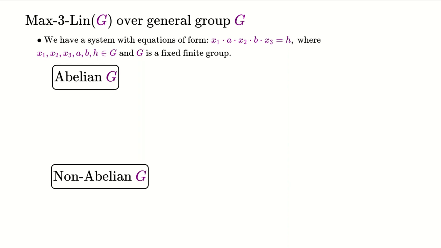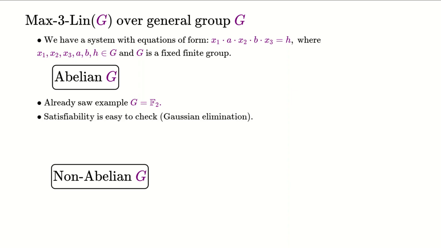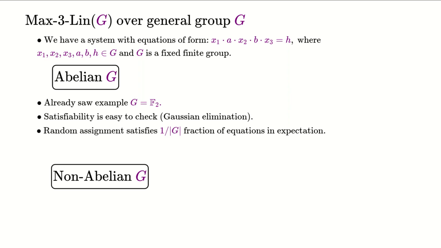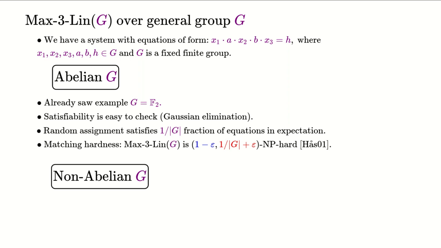Let us discuss the abelian case first, as you already saw one example with G being equal to F2. Even for a general abelian group, satisfiability is easy to check, again by using Gaussian elimination. Also, a random assignment satisfies 1 over the size of G fraction of equations in expectation. The previously mentioned seminal result of Håstad gives a matching hardness, and in particular shows that Max-3-Lin over G is (1 minus epsilon, 1 divided by size of G plus epsilon)-NP-hard.